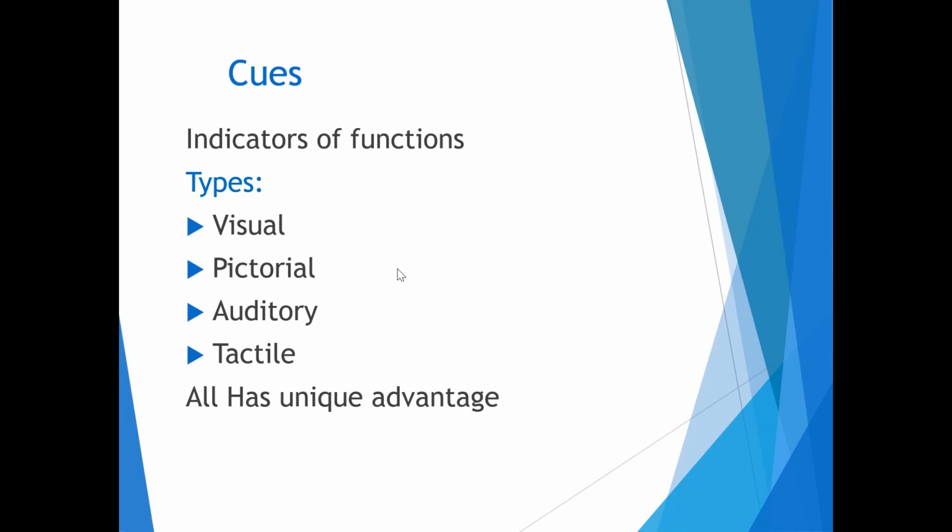The types are visual, pictorial, auditory and tactile. In visual, we have seen so many advantages are there. Easily you can find out the meaning of that cue by seeing only. That means if any LED or lamp is used for an electronic product, for example, you can easily find out whether it indicates that the power is on, that a function is active, or a mode of operation.